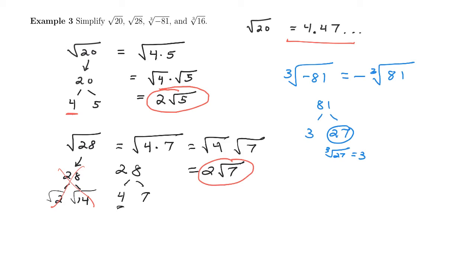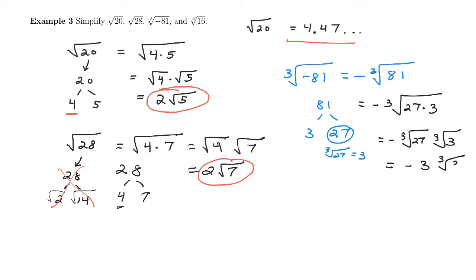So picking back up, the cube root of 81 is the same thing as the cube root of 27 times 3. So this is negative the cube root of 27 times the cube root of 3. The cube root of 27 is perfect in that it's 3. The cube root of 3, I can't really do anything with that. It's kind of a strange looking answer, but here it is. Negative 3 times the cube root of 3 is the same thing as the cube root of negative 81.